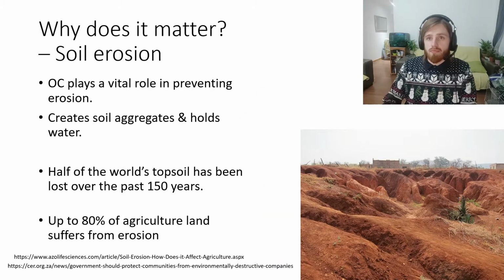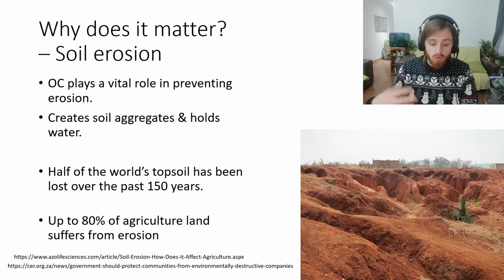And also, soil erosion is a massive problem. Organic carbon plays a massive role in preventing erosion. It increases the aggregation of the soil and also makes it hold more water, which makes it more resilient to erosion. Half of the world's topsoil has been decimated in the past 150 years, gone. 80% of agricultural land suffers from moderate to severe erosion, which is a massive amount. It's a serious problem. We're not managing soil sustainably, as you can see.